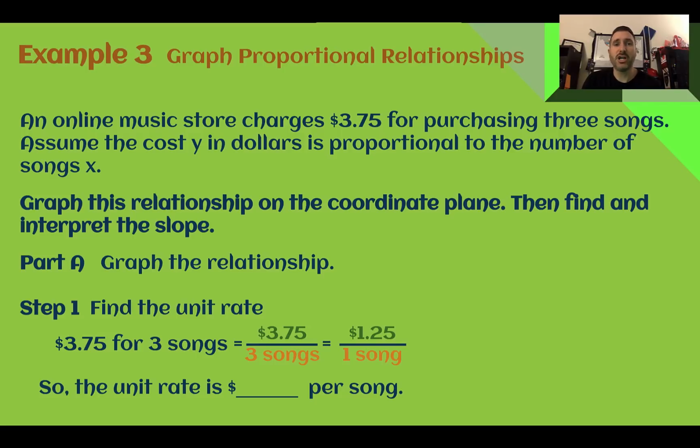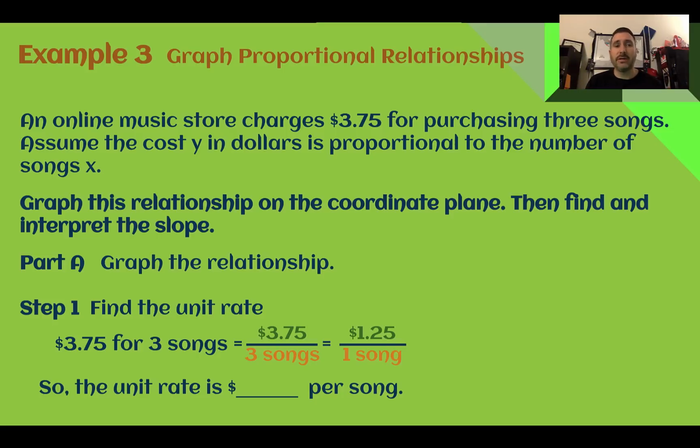An online music store charges $3.75 for purchasing 3 songs. Assume the cost Y in dollars is proportional to the number of songs X. Graph this relationship on the coordinate plane, then find and interpret the slope.